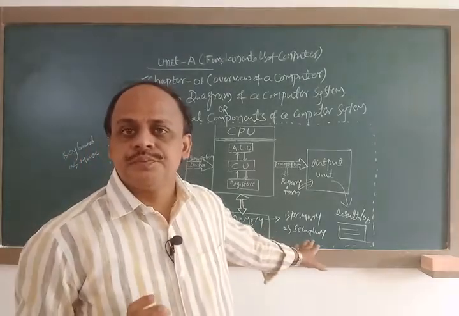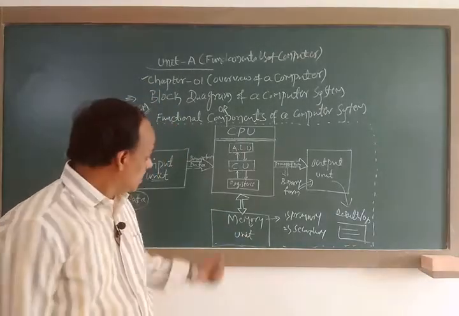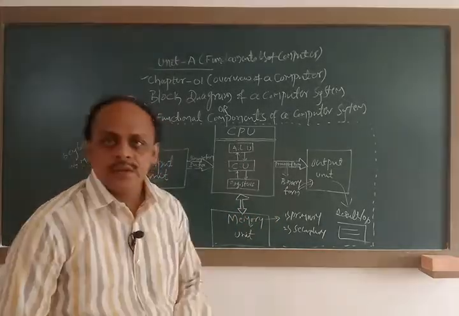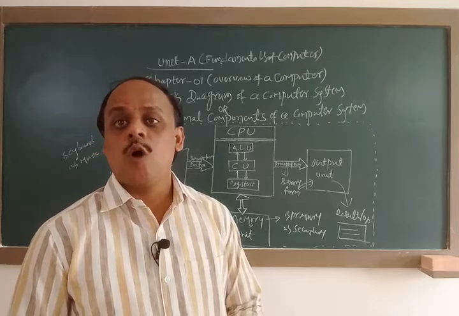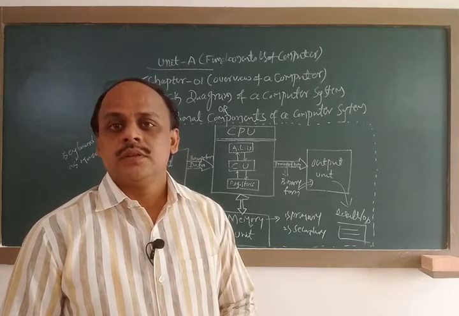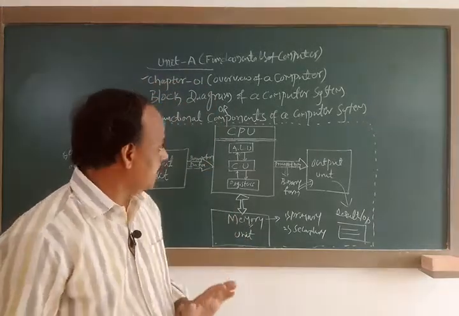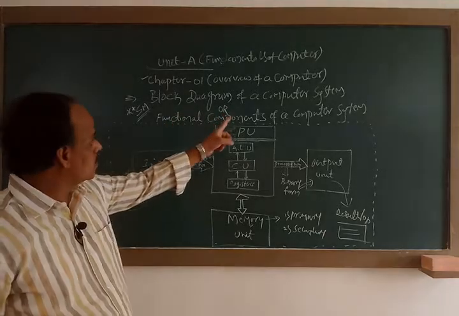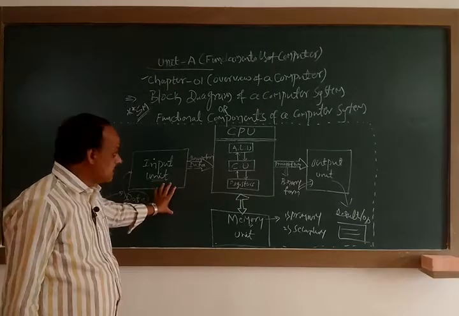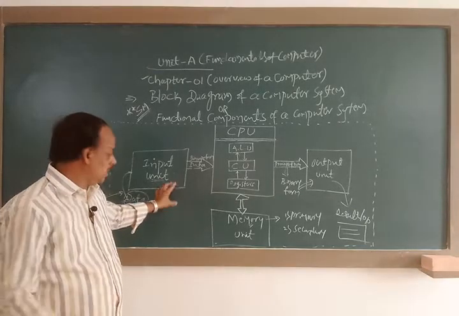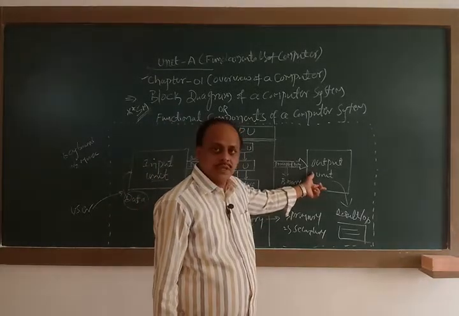This is enough. Actually, this memory unit contains again 2 parts: primary memory and secondary memory. This primary memory also has 2 parts: RAM and ROM. That thing I am going to explain in the next class. So just see here, the block diagram of a computer system or functional components. To explain the functional components of a computer system, you have to draw a neat diagram with 4 units: input unit, central processing unit, memory unit, and output unit.